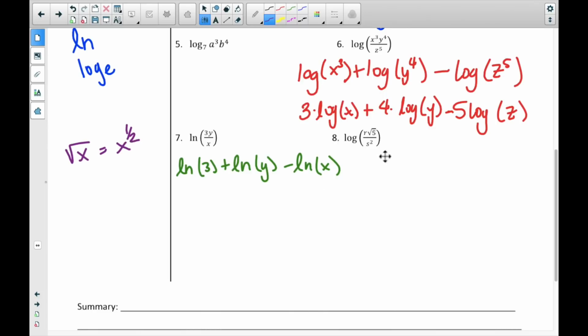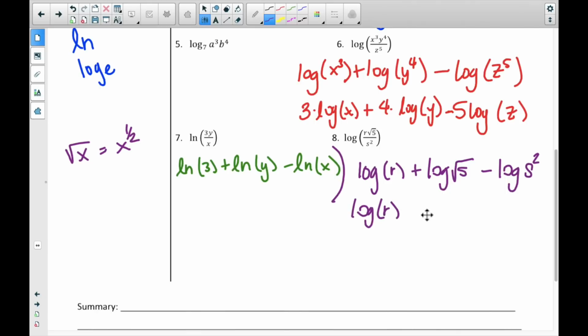And so I'm going to break this up. I'm going to say what I have is the log of r plus the log of the square root of 5 minus the log of s squared. The first one I'm done with. The second 2 have another step.